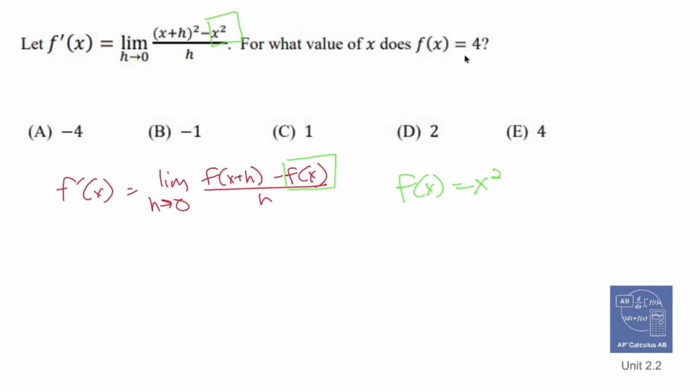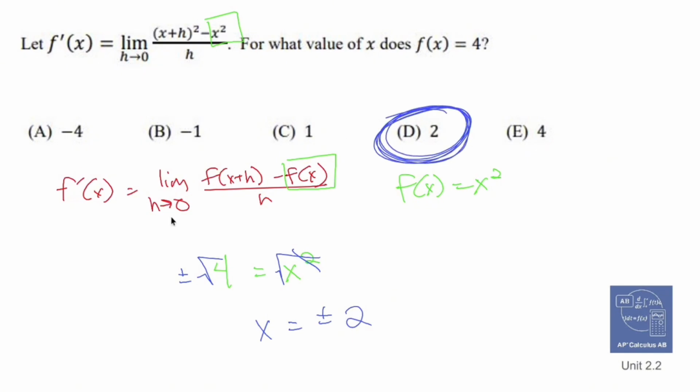Well, f of x is 4. So if f of x is 4, I can just replace f of x with 4 and say 4 equals x squared. In order to get x all by itself, I take the plus or minus square root of this guy. That crosses out, and x is going to equal plus or minus the square root of 4, which is 2. Now, in this case, it's only giving me the one option, which is 2. But technically, there are 2 answers here.